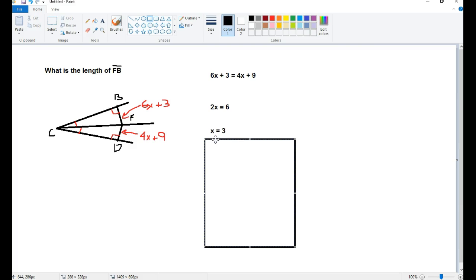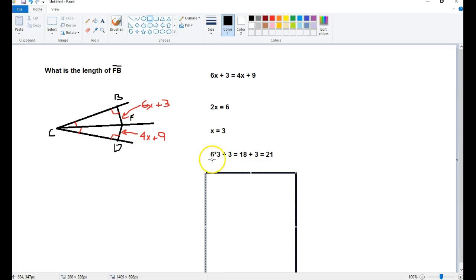But they didn't ask for what x is, they asked for what FB is. Now remember, we can use either one of these equations, but let's just use this one. So we're going to plug in 3 for that. So we're just going to get 6 times 3 plus 3. 6 times 3 is 18 plus 3, so we get 21. Okay, so those are most of the things that we're going to be doing with these kind of equations in class and for stuff like that on the test.